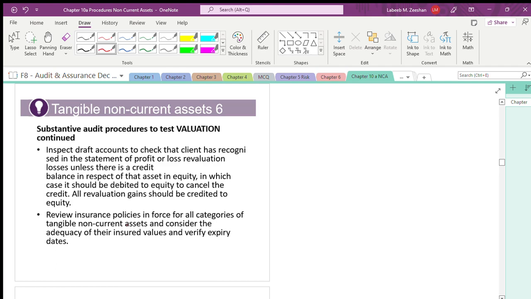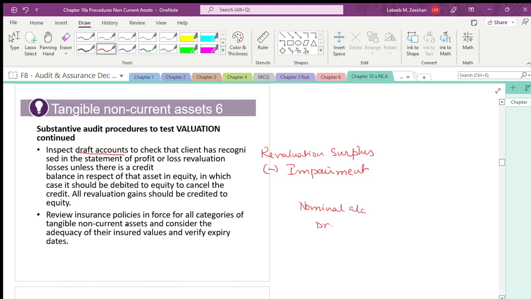Fine. Now, what are the procedures to test valuation? Inspect the draft accounts. Whenever there is a revaluation, there will be a revaluation surplus. Either there will be a revaluation surplus or, if the value is less, there will be an impairment. You should know what happens if there is a revaluation. Definitely, revaluation is a gain. You have to be clear about all these things.